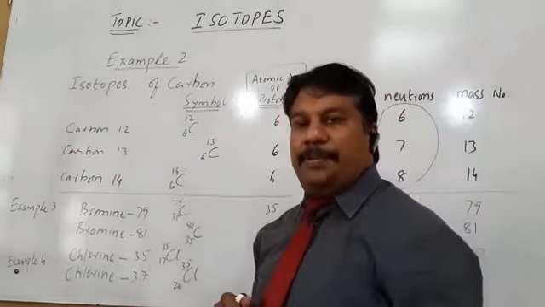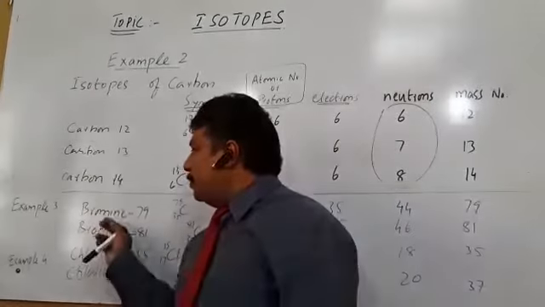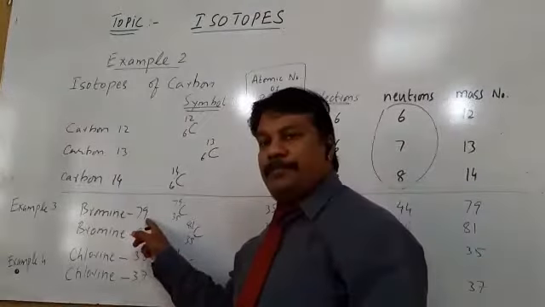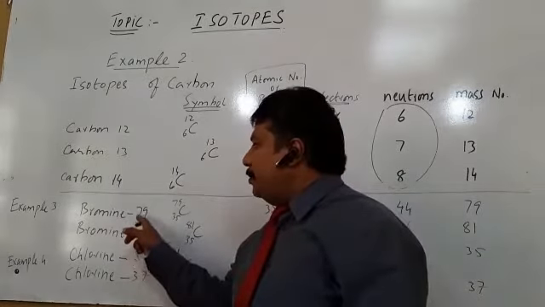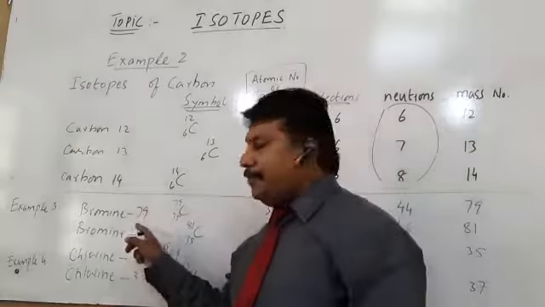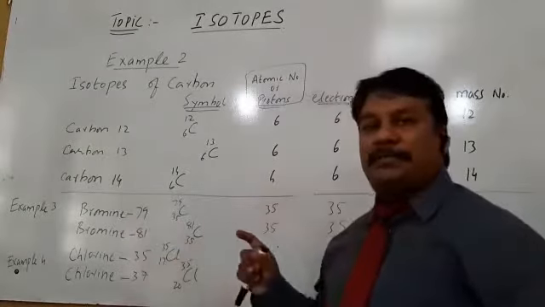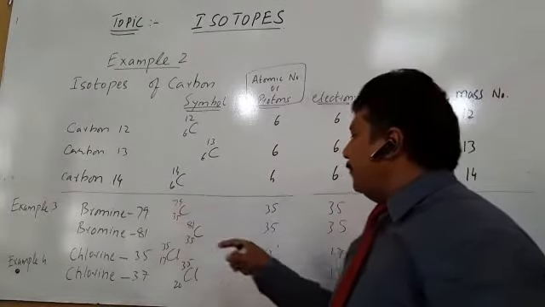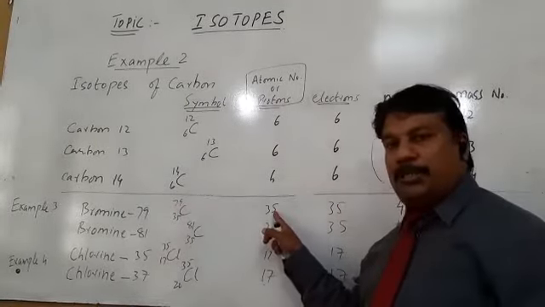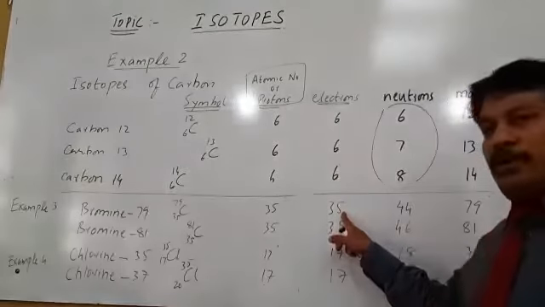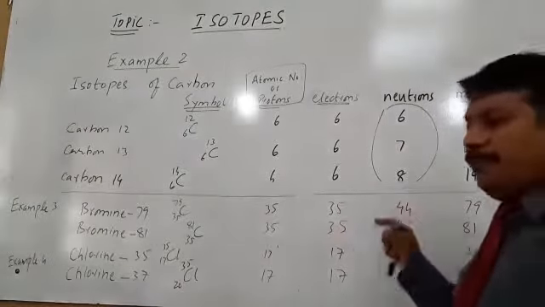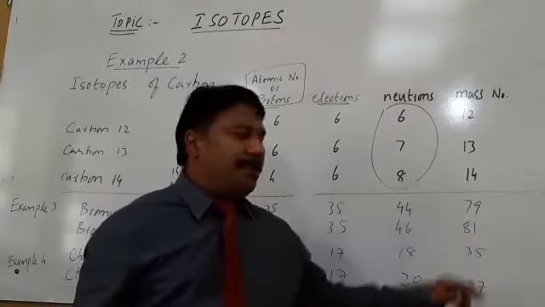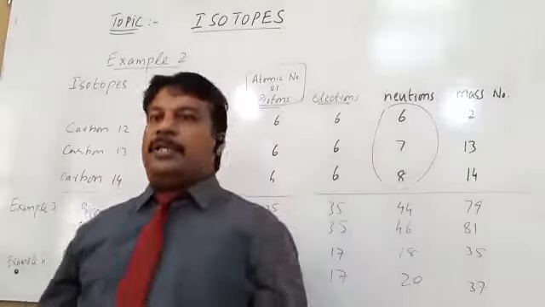We have another example. My example number 3 is about bromine. Bromine has 2 isotopes: bromine 79 and bromine 81. Bromine 79 has mass number 79, whereas bromine 81 has mass number 81. So it can be written as Br 79, 35. 35 protons are here, 35 electrons, but 44 neutrons. So the mass number becomes 79 for the first bromine.